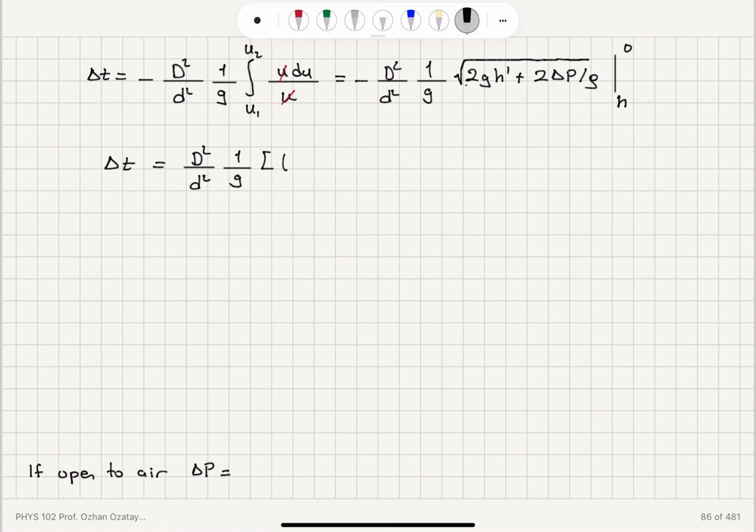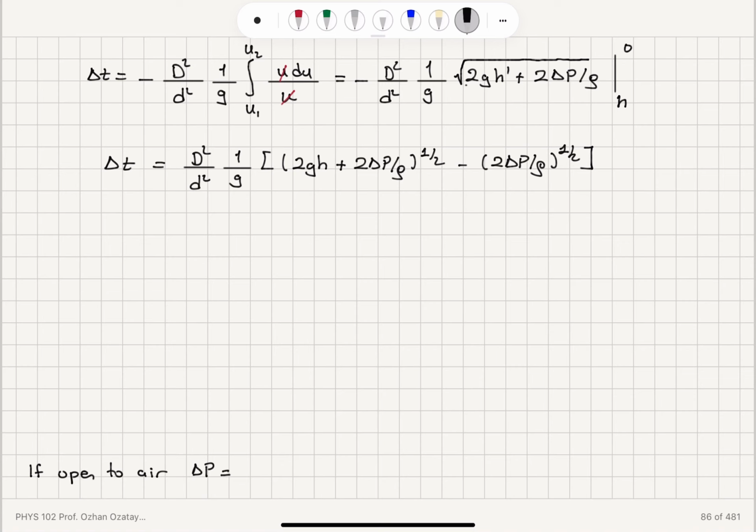Now, when I evaluate it, if I operate this minus sign here, this h goes on top and 0 goes at the bottom. So I first evaluate it at h. So this is (2gh plus 2 delta p over rho) to the power 1/2, minus, then I evaluate that at 0, which is (2 delta p over rho) to the power 1/2.